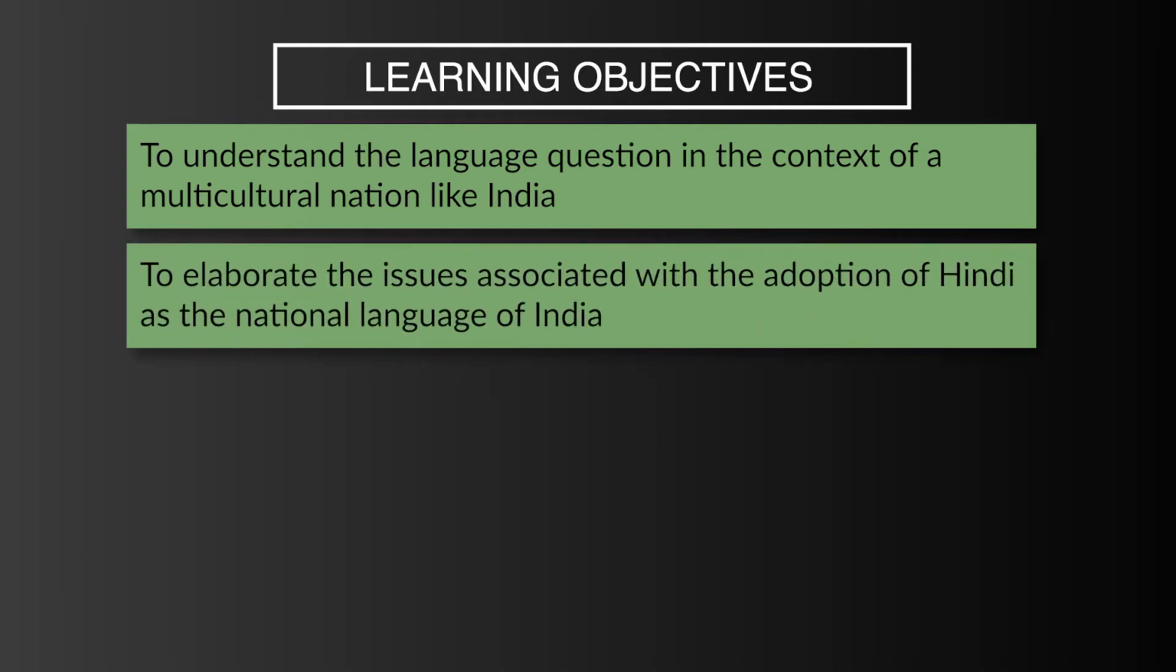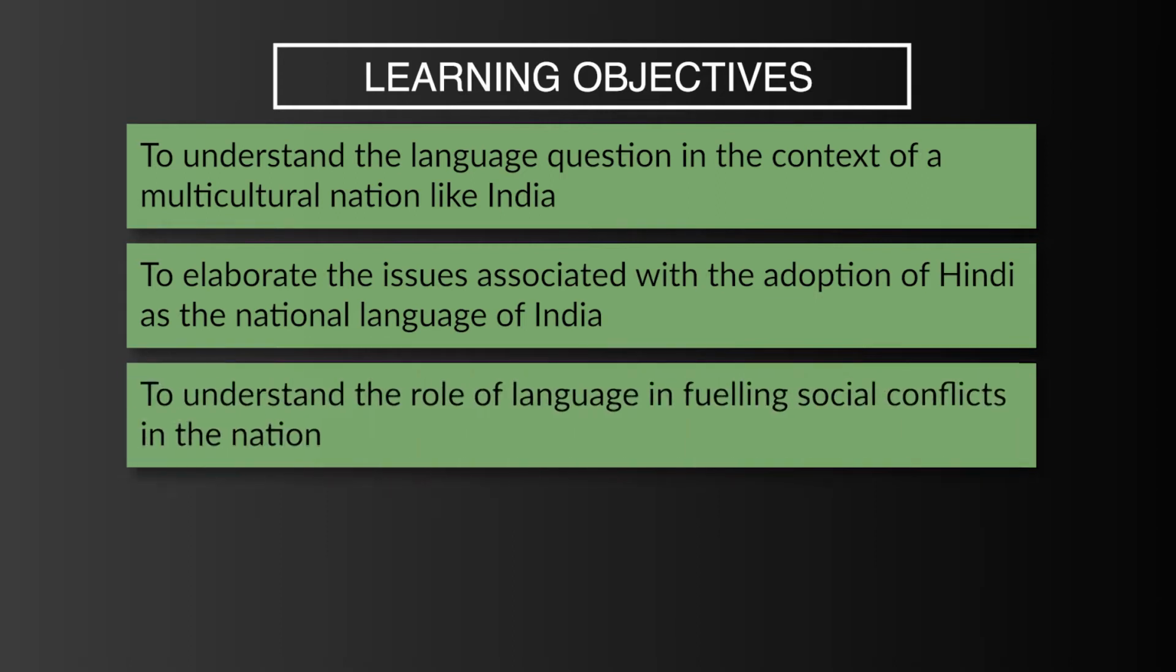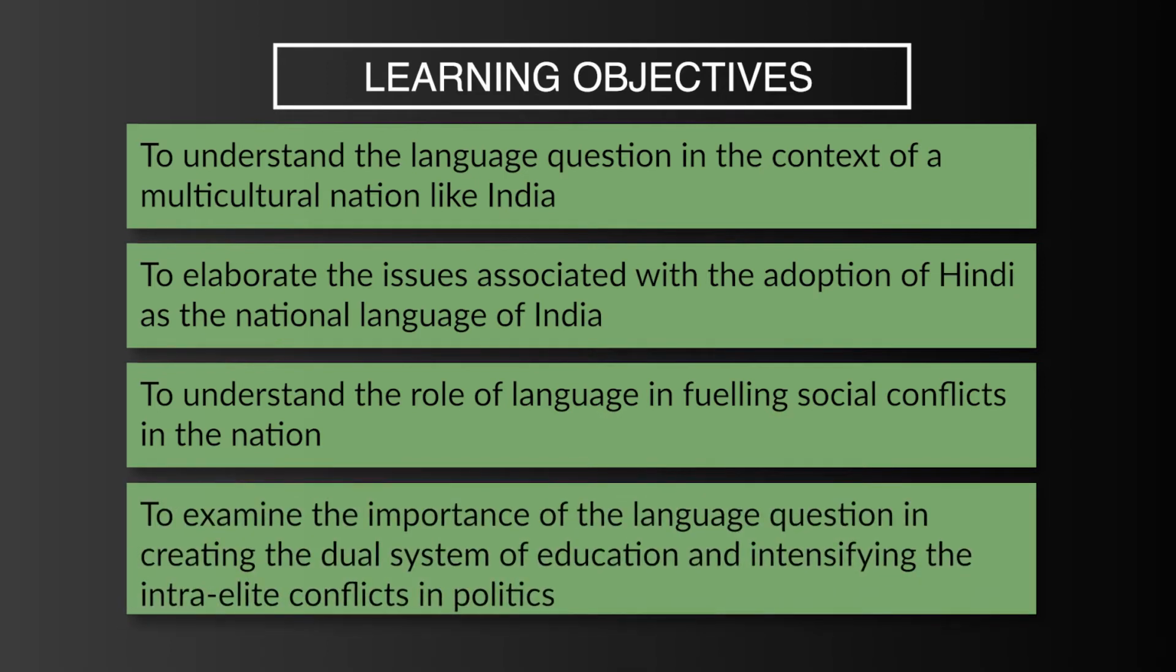The second objective is to elaborate the issues that arose around the question of adoption of Hindi as a national language of India. The third objective is to understand the role of language in fueling social conflicts in the nation, and the fourth objective is to examine the importance of the language question in creating a dual system of education and intensifying intra-elite conflicts in politics.